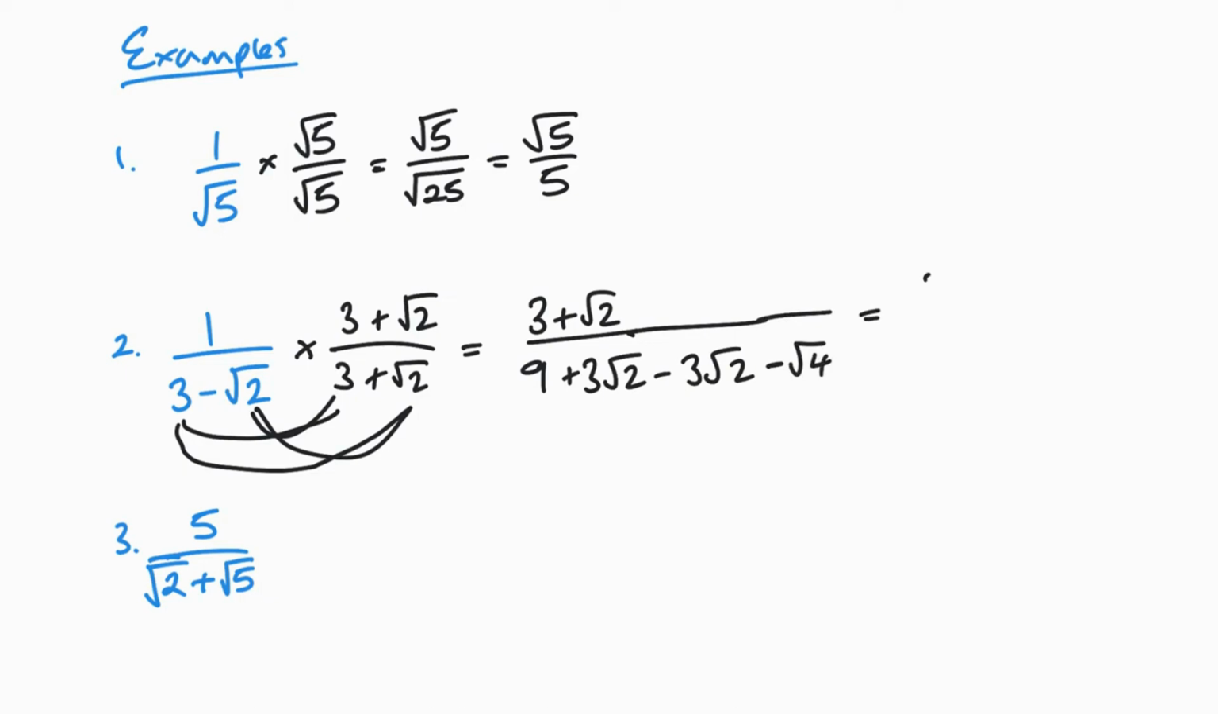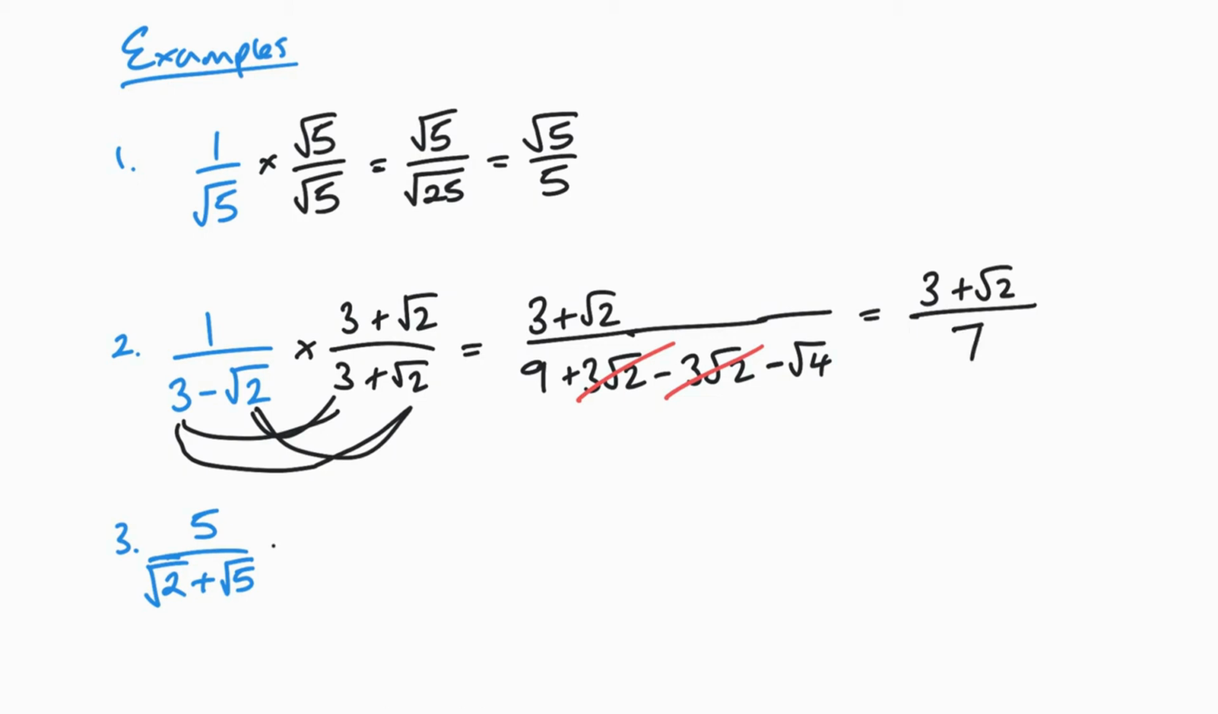Now what you can see is on the top we've got 3 plus root 2. On the bottom, you should be able to see that these will cancel. And they'll always cancel out as long as you've got the same on the bottom, just a different sign. And the root 4 is just 2. So we're left with 9 minus 2, which is 7.